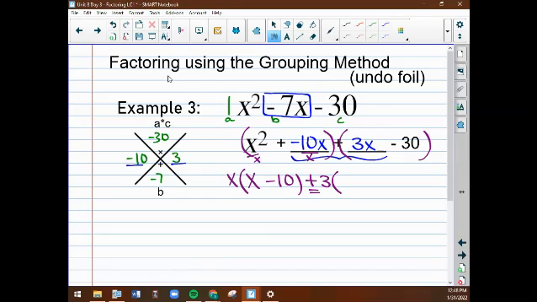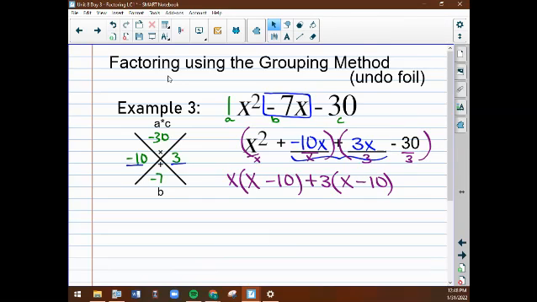And I am adding. These are not multiplying, so I'm going to have that plus 3. If I took out a negative number, then it would be minus whatever that number was. Then I divide each by 3 to see what I have left. So 3x divided by 3 leaves me with x, and negative 30 divided by 3 leaves me with negative 10.